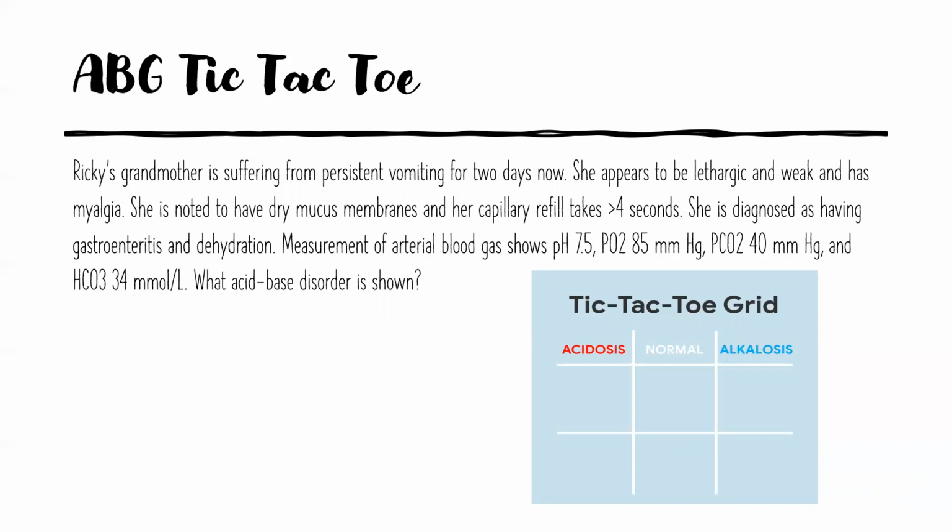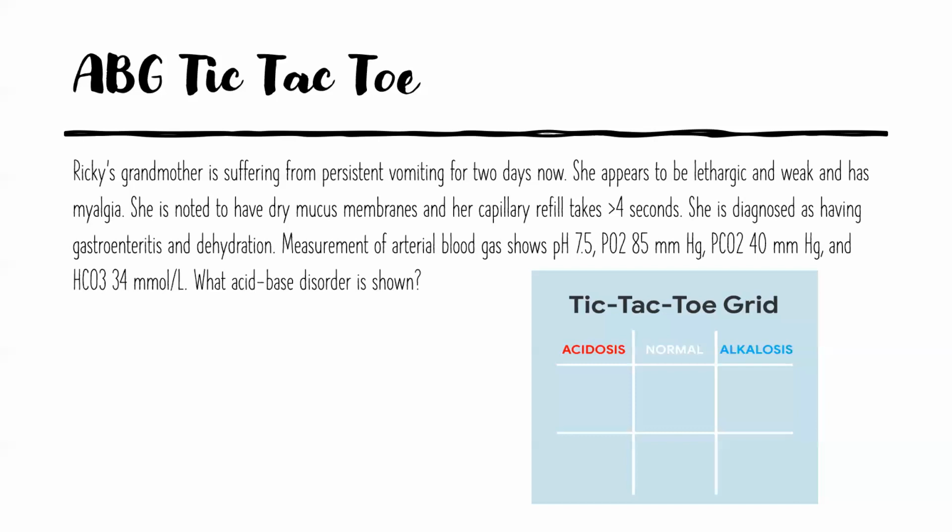Measurement of her arterial blood gas shows a pH of 7.5, partial oxygen of 85 millimeters of mercury. Her PCO2 is 40 millimeters of mercury, and her bicarb, or her HCO3, is 34 millimoles per liter. What acid-base disorder is shown in Ricky's grandmother? I will give you a few moments to think about this.